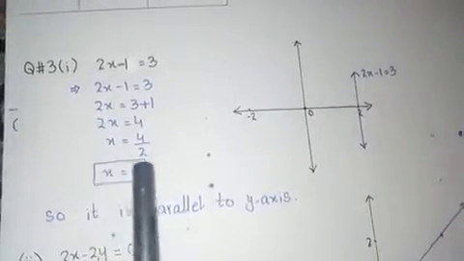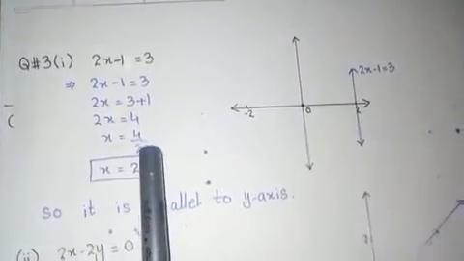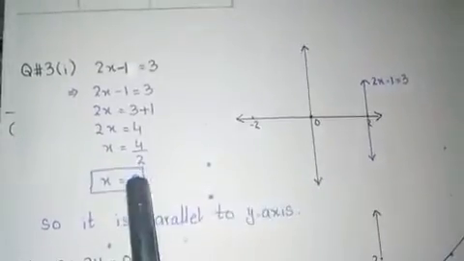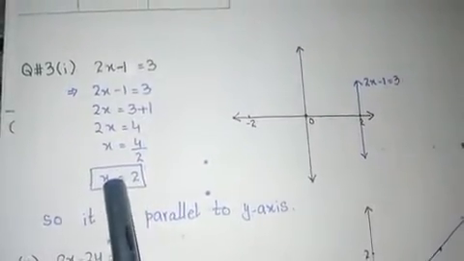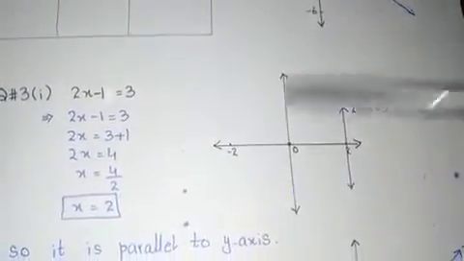Now move this 2 to the other side. Here it is multiplying. When it changes its side, it will divide. So 4 by 2 is equals to 2. It means we have to draw the graph of 2. Here you can see we have only one variable, x is equals to 2. So you will draw the graph like this.